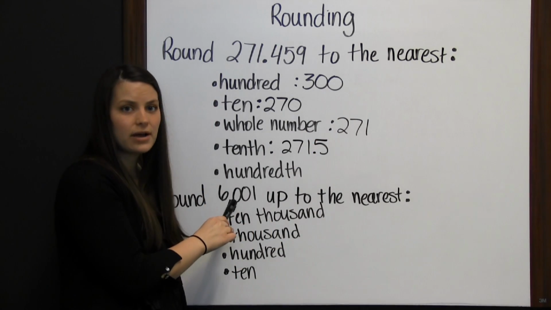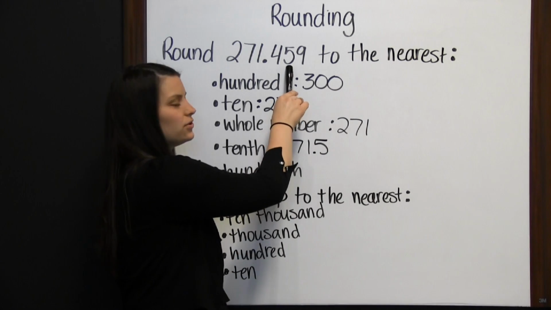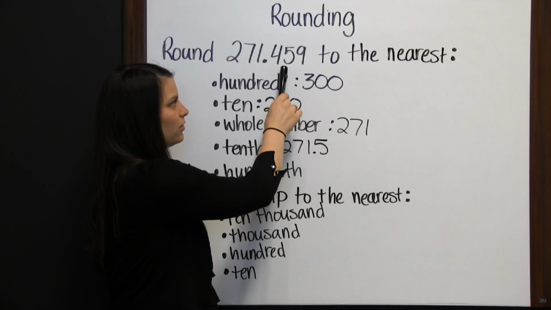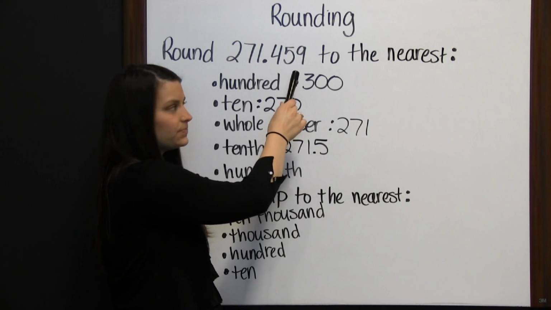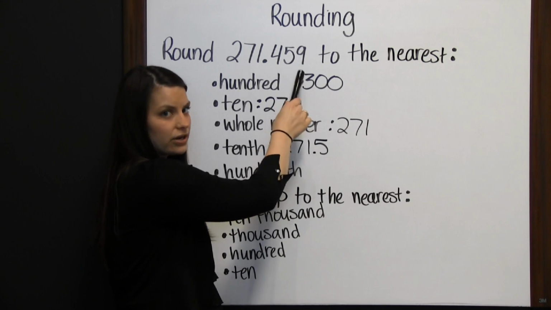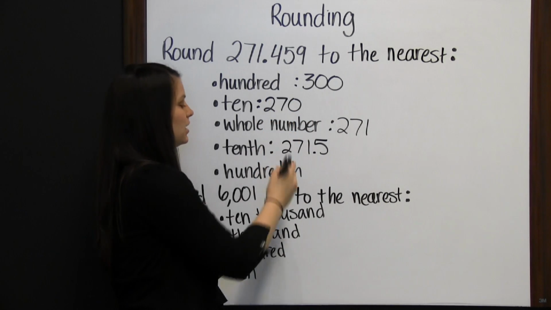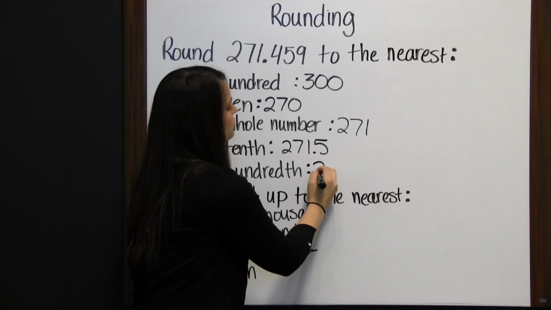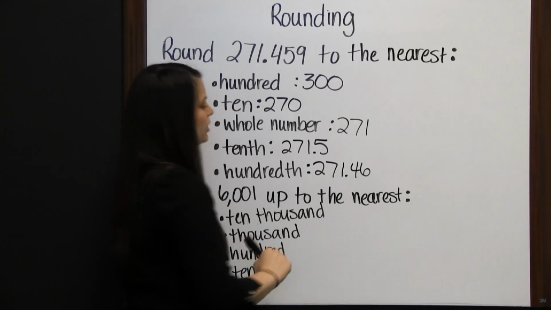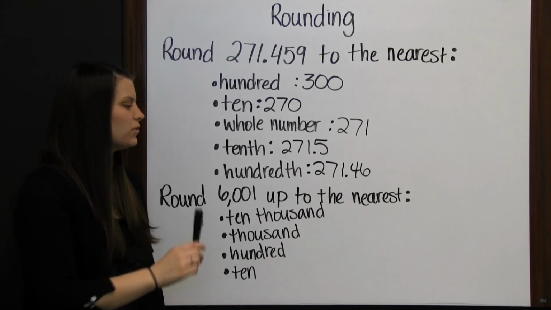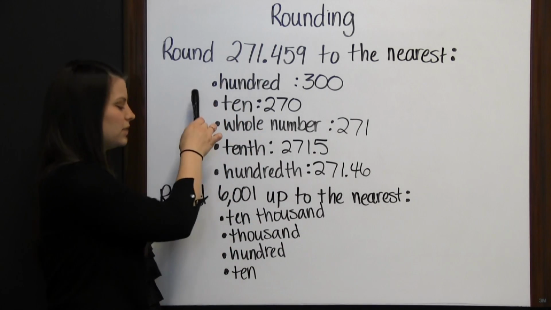The last place we're going to round to is the hundredths place. So we're rounding to the hundredths place, which is right here where the 5 is. So we look at the digit to the right, which is 9. And since 9 is greater than 5, we're going to round 5 up to 6. So that's 271 and 46 hundredths. Now we're going to look at an example of rounding up instead of just rounding.